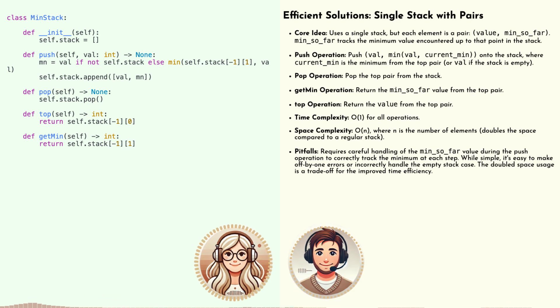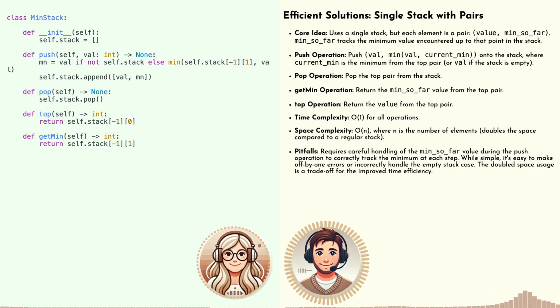When you pop an element, you're not just removing the value. You're also removing the associated minimum. So it automatically reverts back to the previous smallest value that was stored in the pair below it? Exactly. It's all built in. No extra calculation or searching needed. This is how we maintain that constant time get-min operation, even during pops. I love it.